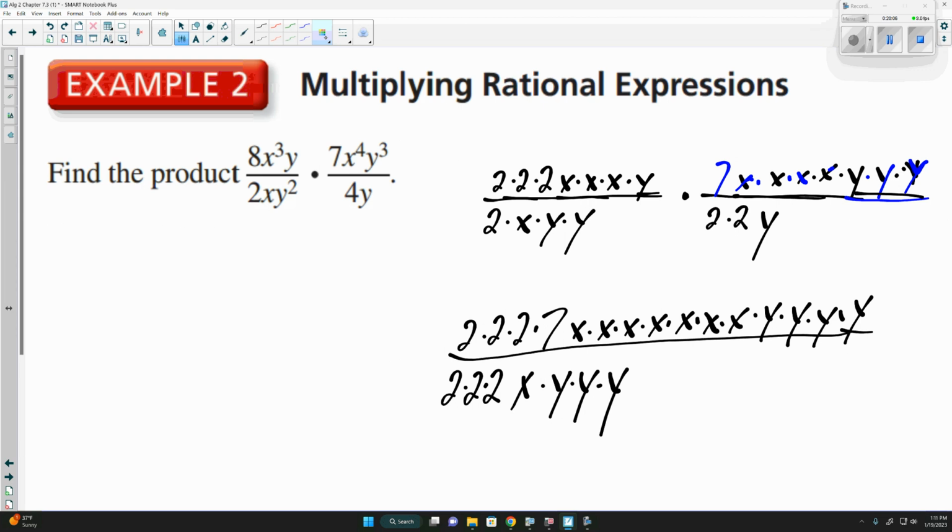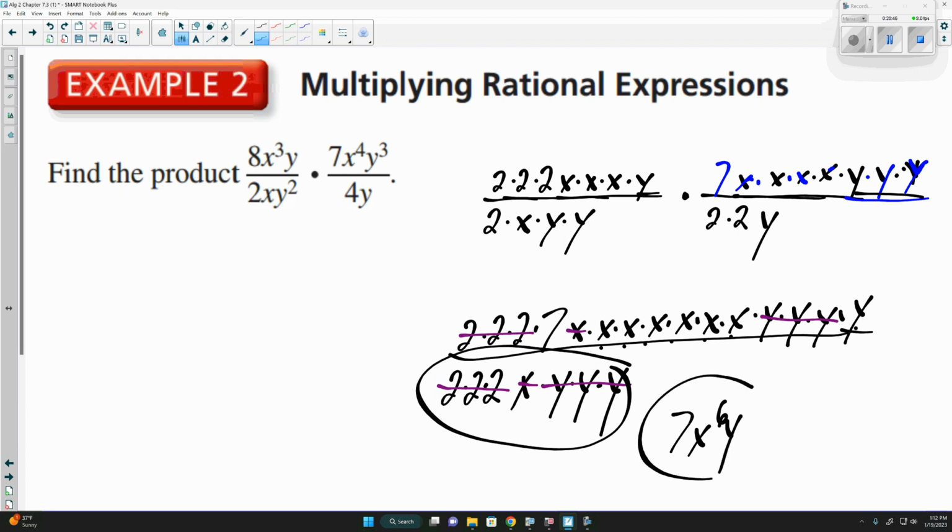Now we can say anything divided by itself is 1. These three 2's on top will cancel out with these three 2's on bottom. This one x on bottom will cancel out with one x on top. These three y's will cancel out with these three y's. So what that leaves us with is everything in the denominator canceled out, so there's nothing left on bottom that we have to write in. On top, we still have 1, 2, 3, 4, 5, 6 x's, so x to the 6, and y to the first.